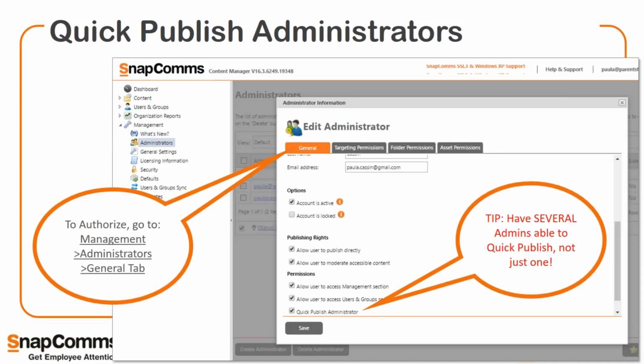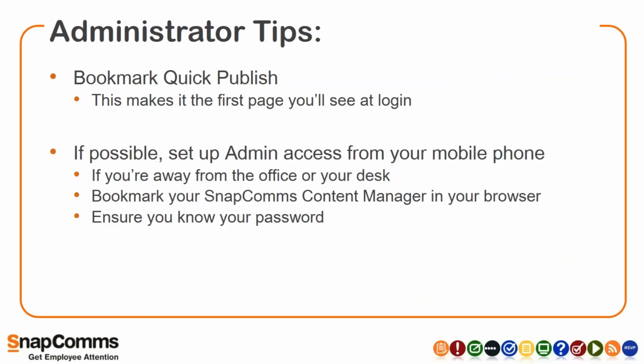So now this is something that only some administrators will see. Here's a screenshot of the administrator details. It's under General. Look under Permissions down near the bottom, and you'll see Quick Publish Administrator. If you tick that button and save it for any admin, that Quick Publish entry is going to show up on the left. And again, this is a different feature. It's not included by default with alerts. It's an additional offering from SnapComms. Okay. And don't forget, again, here you want to make sure you have several administrators set up to access that area, not just one.